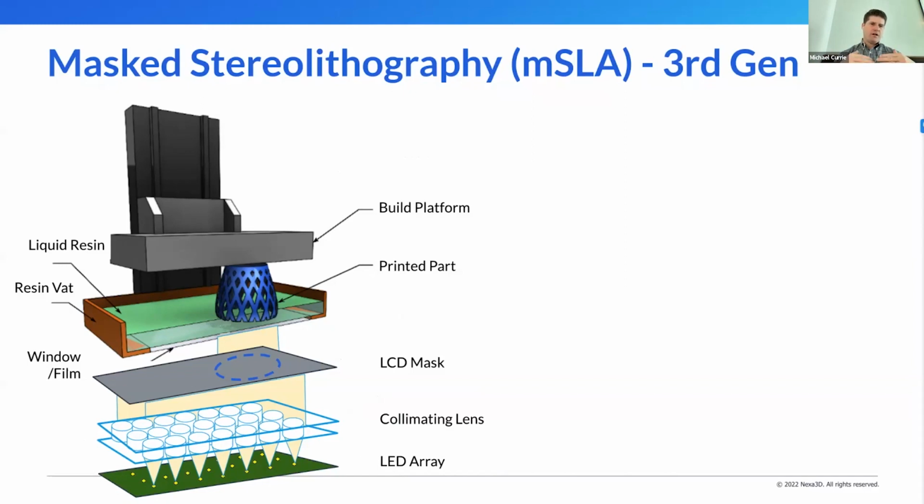So imagine you have a flood lamp or a floodlight of collimated light, and then you put a masking layer before the vat where the resin is, and this is usually done with an LCD. You're familiar with that from iPhone, iPad, laptop technology. It allows you to basically address pixels on or off, and whether it's on or off, it lets light through. And so that's how this process is done.